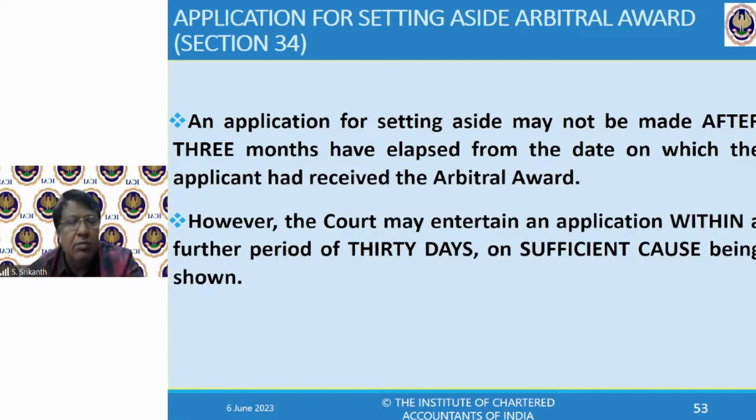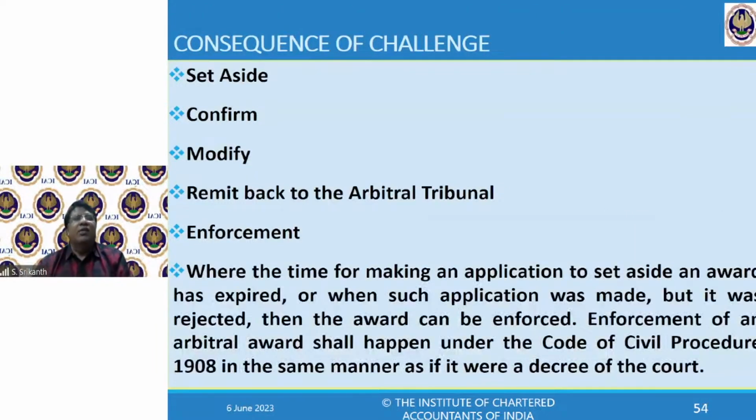Very, very important. An application for setting aside may not be made after 3 months have elapsed from the date on which the applicant had received the arbitral award. Very important, 3 months. However, the court may entertain an application within a further period of 30 days on sufficient cause being shown. 3 months, 30 days. Okay. Consequence of challenge. The court can set it aside, or confirm, or modify, or remit back to the arbitral tribunal, or they can finally say, no, we are enforcing it. Go ahead, do it. Do what they say.